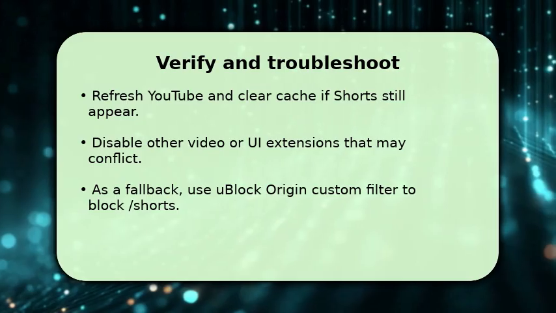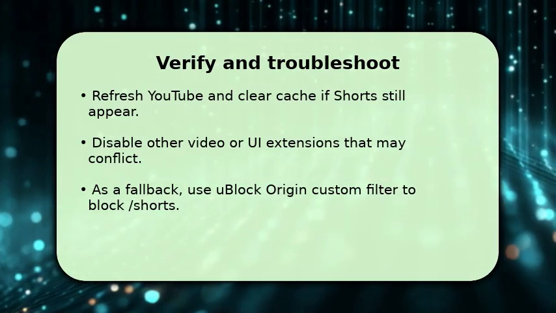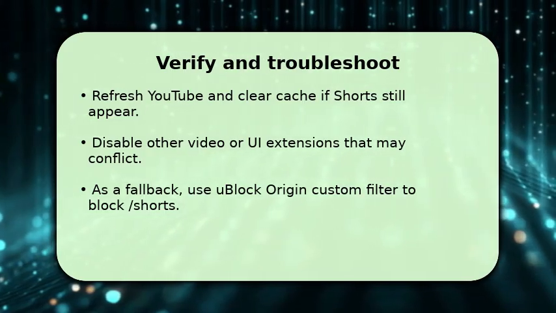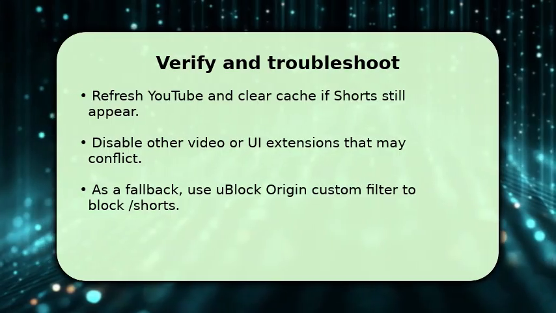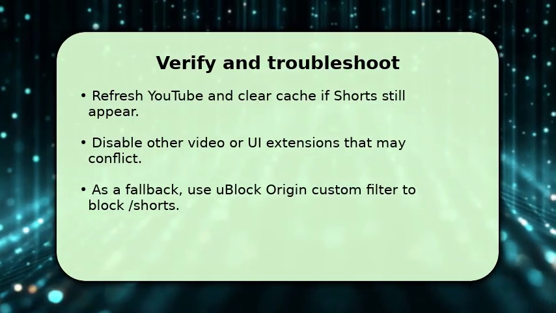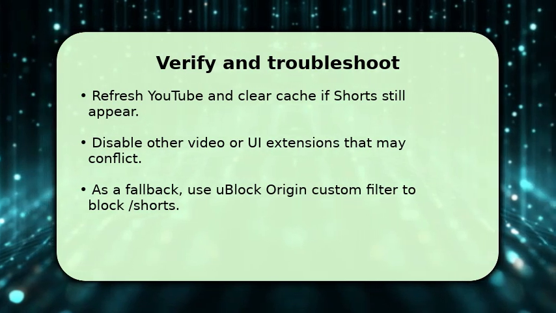If the chosen add-on fails, use uBlock Origin with a custom filter to block URLs containing /Shorts and hide the Shorts shelf selector. This is a robust fallback because it directly prevents those requests. Finally, if updates break the fix, check the extension's homepage or reinstall a maintained alternative.